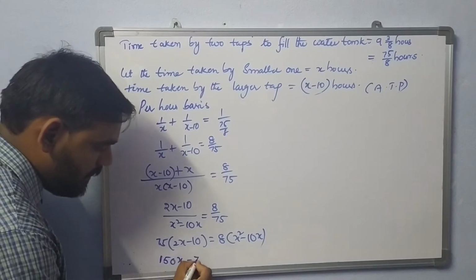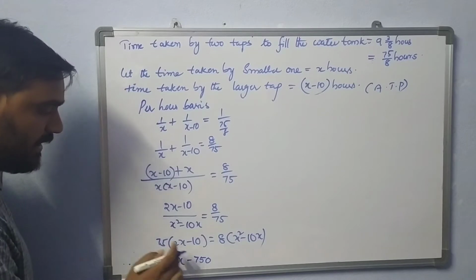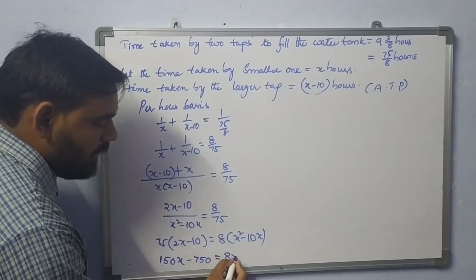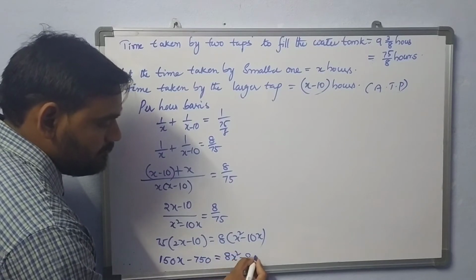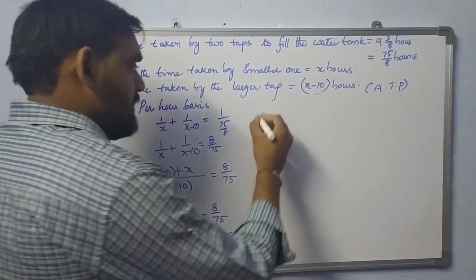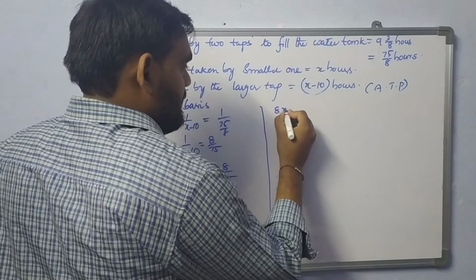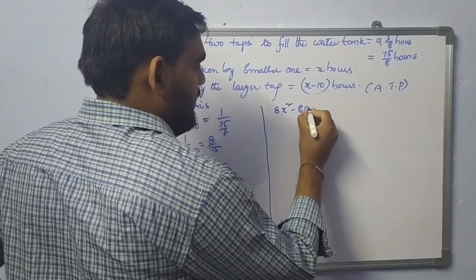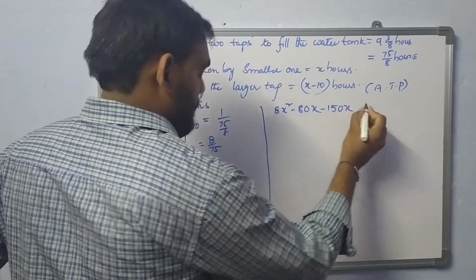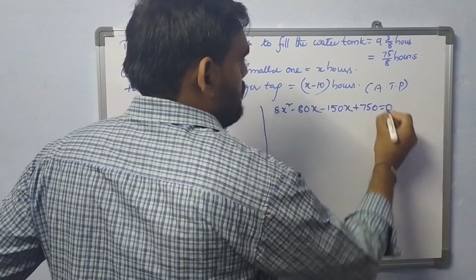150x minus 750. 75 into 2x is 150x, minus 75 into 10 is 750, equal to 8x square minus 10 into 8x, that is 80x. Now this can be written as 8x square minus 80x minus 150x plus 750 is equal to 0.